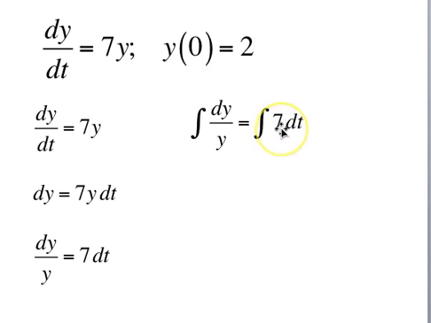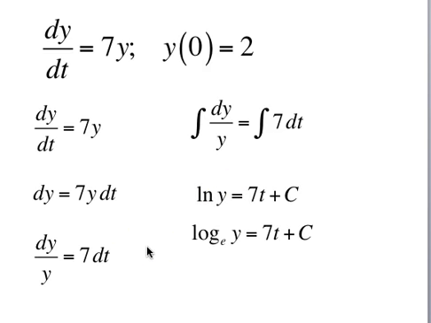Now the integral of 7, tell me a function whose derivative is 7 if t is your variable. Well, the derivative of 7t would be 7. So we get natural log of y on this side, we get 7t on the right side, but don't forget your plus c. So we'll say natural log of y is 7t plus c. In reality, it's absolute value, but again, we're going to choose to ignore that here. But what does the natural log of y mean? That is log base e of y is 7t plus c. So e to the 7t plus c equals y using our properties of the logarithm.